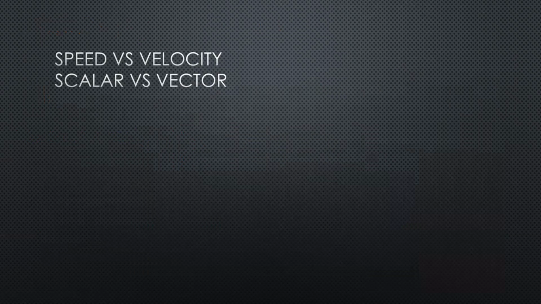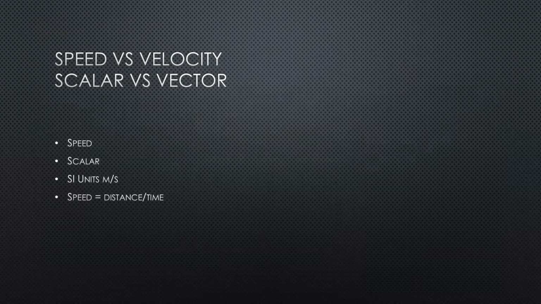Let's sum up speed versus velocity, basically scalar versus vector. Let's start with speed. Speed is a scalar. The SI units are meters per second. Our formula is distance divided by time. If you want to find time, you can take distance divided by speed. And if you want to find distance, you can take speed times time.